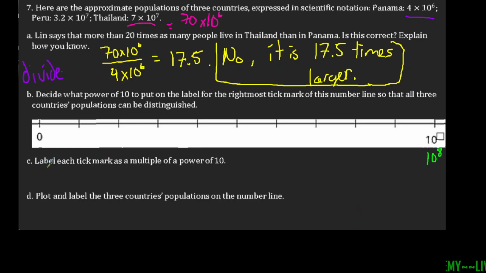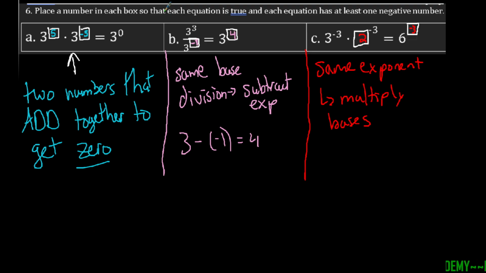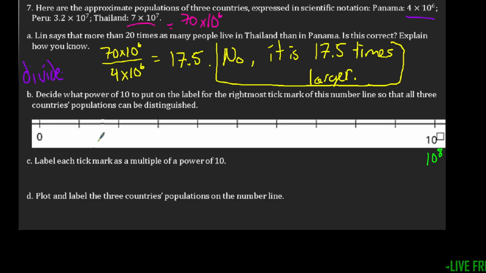And then for part C, it says to label each tick mark as a power of 10. And so I can count, well, I should have 1, 2, 3, 4, 5, 6, 7, 8, 9. So it's very similar to what we did in that early one, but we're not looking at the zoomed in number line, we're actually looking at the top one. So what they're counting by is 1, 2, 3, and so on, times 10 to that power. So what we're going to do is exactly that.